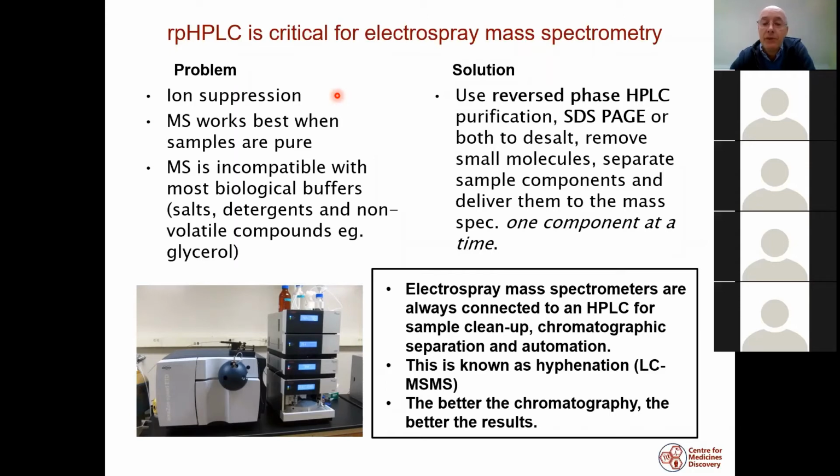For this reason, electrospray mass spectrometers are always supplied with an HPLC. They're always connected up to an HPLC, and its job is sample cleanup, chromatographic separation, and automation. This is known as hyphenation. There are different hyphenated mass spec techniques. This one is LC-MS. The general thing to take away is the better the chromatography you can achieve, the better your mass spec results will be.